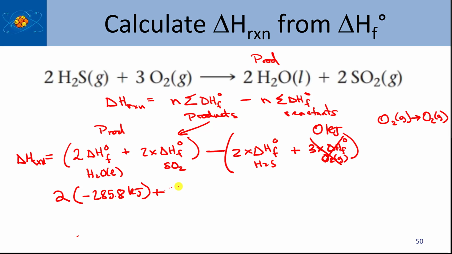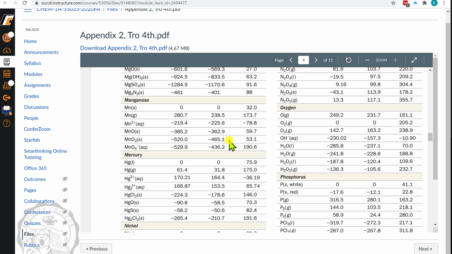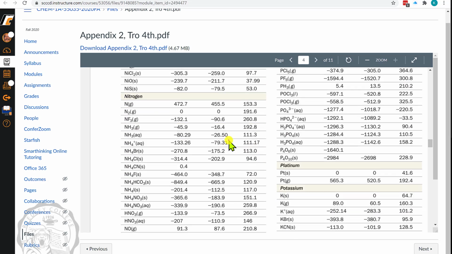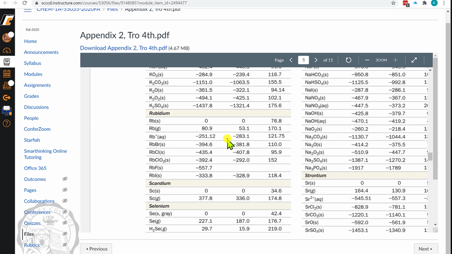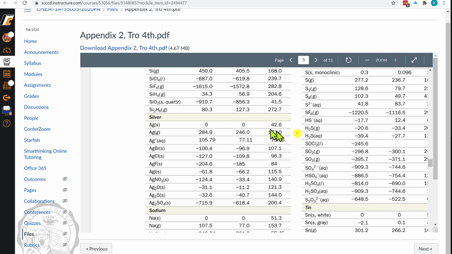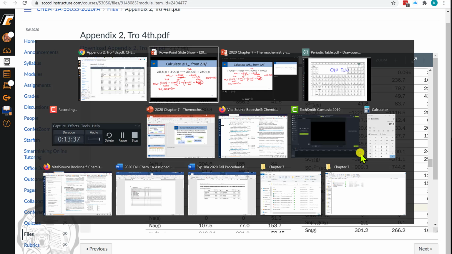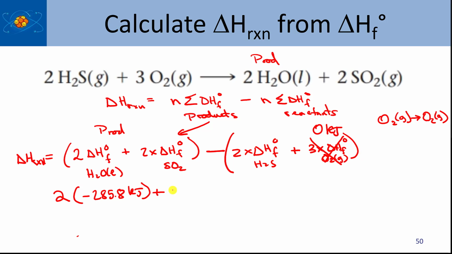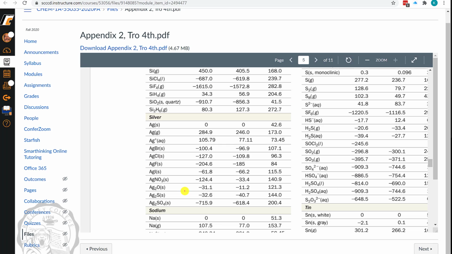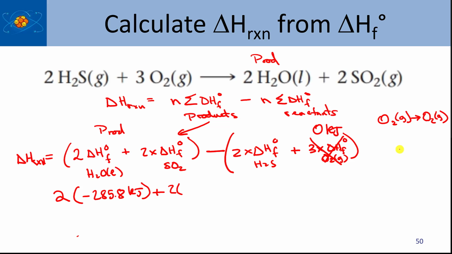And then to that, I'm going to add 2 times that for SO2. So now I'll go to sulfur, because I'm going to guess it's under sulfur. You can see this table is pretty big. So SO2 gas is minus 296.8. So it's going to be 2 times minus 296.8, and again, the units will be kilojoules because I canceled that first part out.